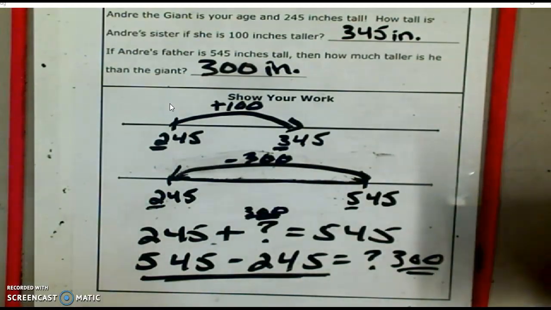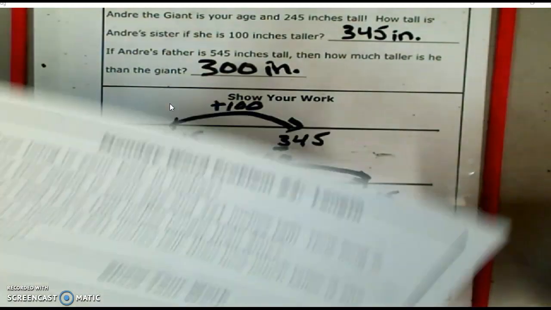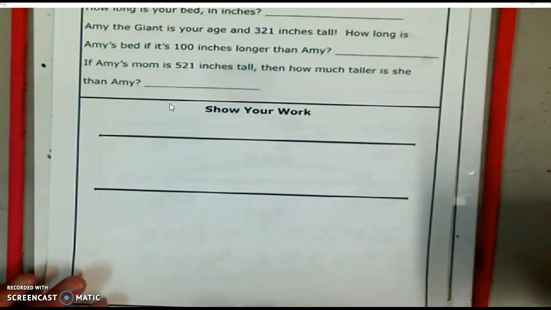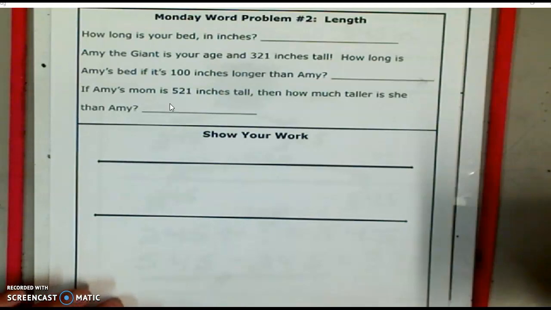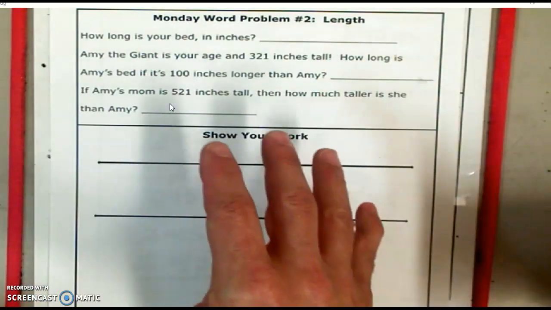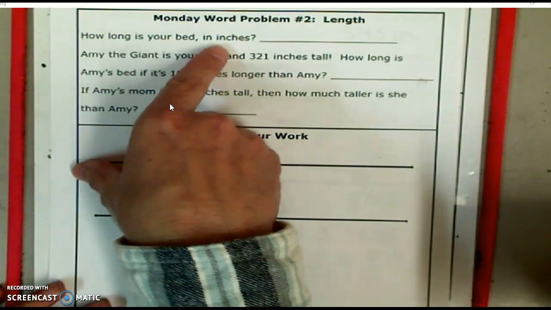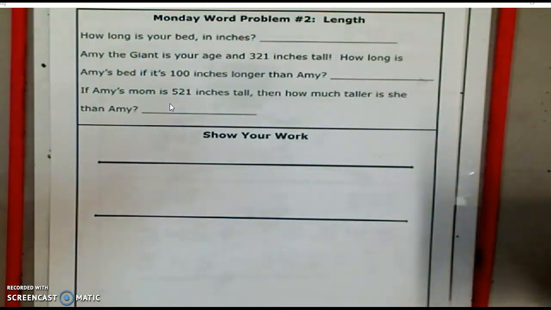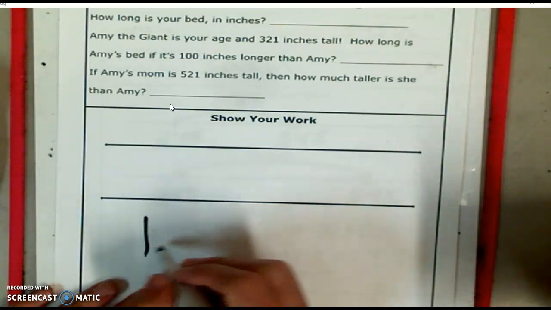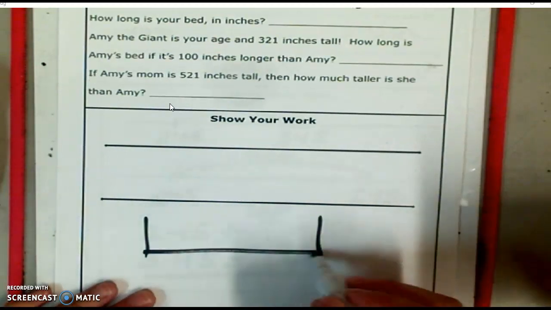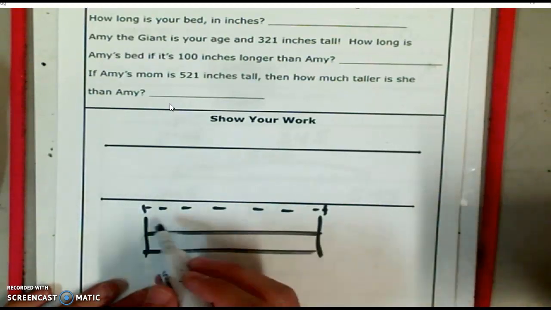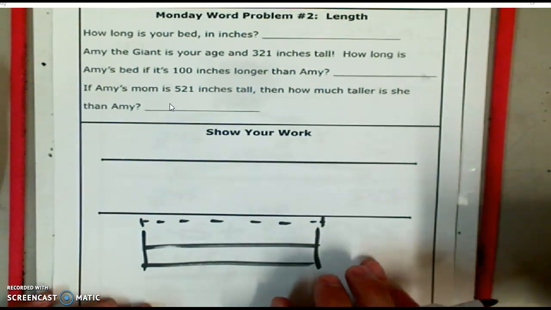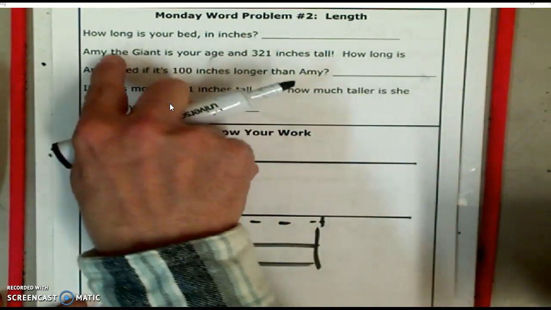All right, so you have one more word problem to work on that I am not going to help you with. Okay, I want you to take what I've just done and see if you can use it to answer these questions. It's very similar to the ones that we just did. The first question is, how long is your bed? All right, so that means, if this is your bed, how long is it from here all the way to here? Probably a little bit longer than you. All right, and then there's some questions about Amy the giant.